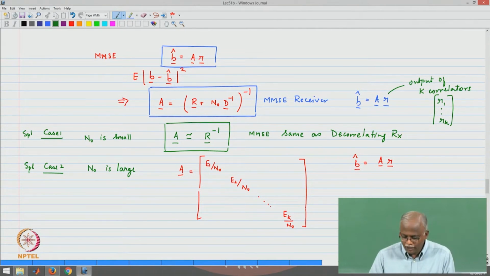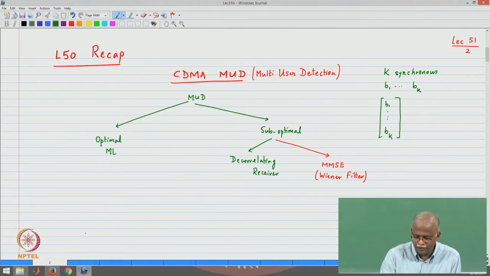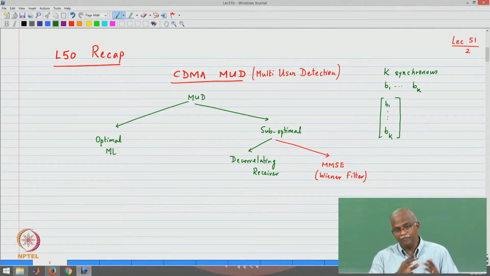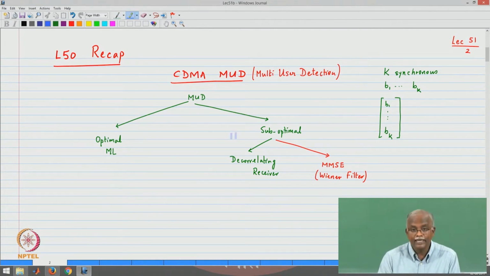Okay. So, to go back to the figure that we drew. CDMA multi-user detection is a very vast problem, widely studied. What we have tried to do is to give a flavor for some of the aspects. The first one is that the optimal solution requires you to do an exhaustive search of all combinations of the transmitted vector. The suboptimal solution, the one that we saw first, was a decorrelating receiver.